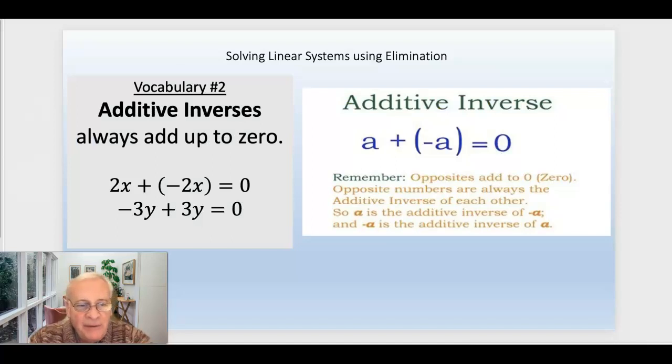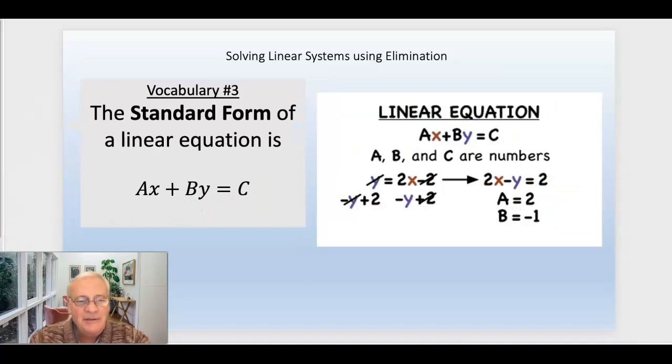Vocabulary word number 2 is additive inverse. Additive inverses always add up to 0. You can think of them as the opposites. a plus negative a equals 0. Look at these right here. 2x. The additive inverse, or the opposite of 2x, is negative 2x. When you add those two together, you get 0. The same here with 3y. Negative 3y plus 3y is 0. They're additive inverses of each other.